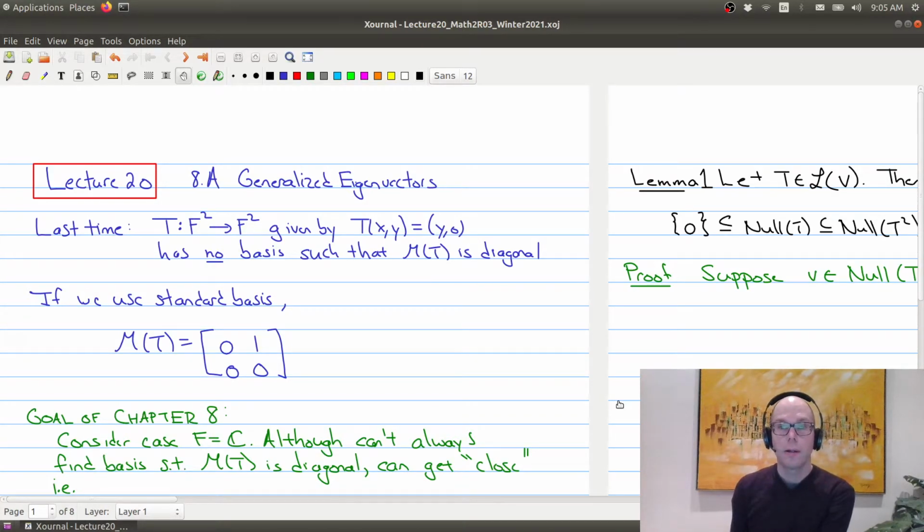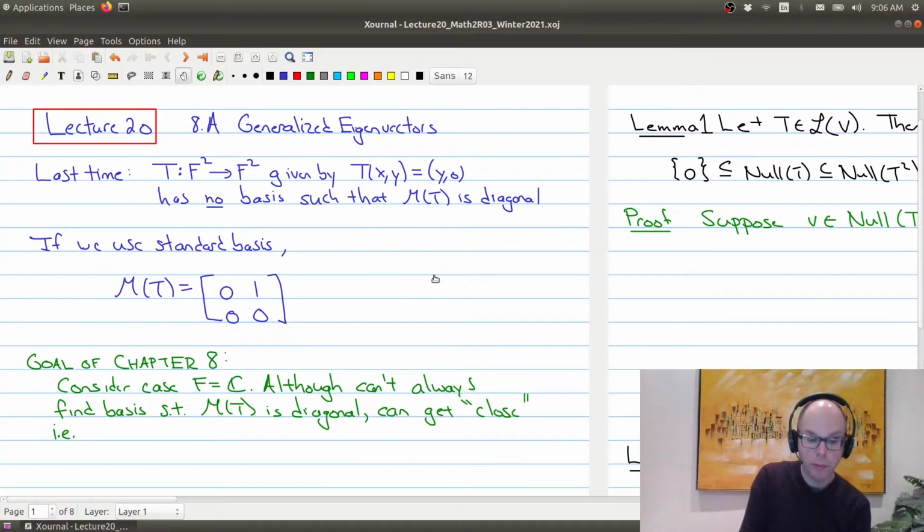Just to give you a recap of where we left off last time, and to give you a motivation for chapter 8, I want to recall the example that we left off with. We were looking at a linear map from F squared to F squared, where F could be either the real numbers or complex numbers. It's the linear map given by taking the pair (x, y) and mapping it to (y, 0). So the second coordinate becomes the first coordinate, and the second coordinate becomes 0.